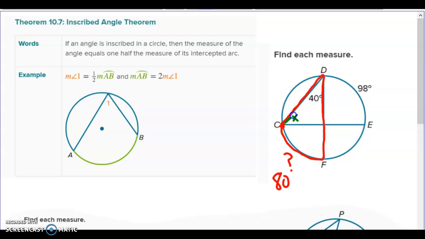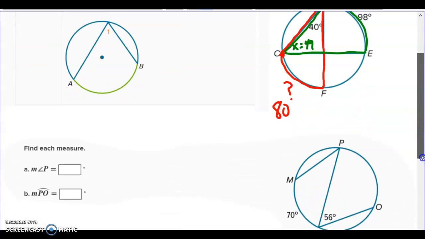Now I do need to find X over there. So again, I would highlight the sides of angle X. Okay. And angle X is intercepting the arc that's 98 degrees. So if that's 98, then this angle over here would be half. So half of 98, oh, what is that, 48? No, 49. So 49 would be that angle, okay?